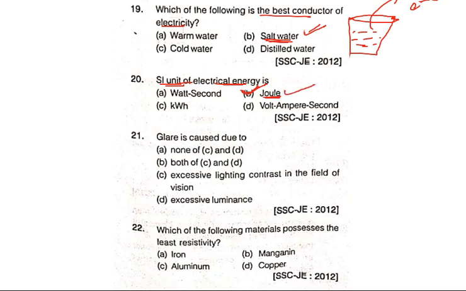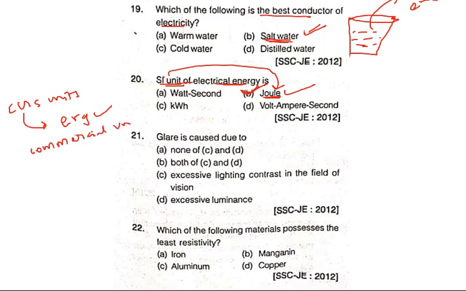And if they ask you the CGS unit of electrical energy, CGS unit is erg. SI unit is joule. CGS unit is erg. However, commercial unit, if they ask you, always you have to choose kilowatt hour. Commercial unit of electrical energy is kilowatt hour.